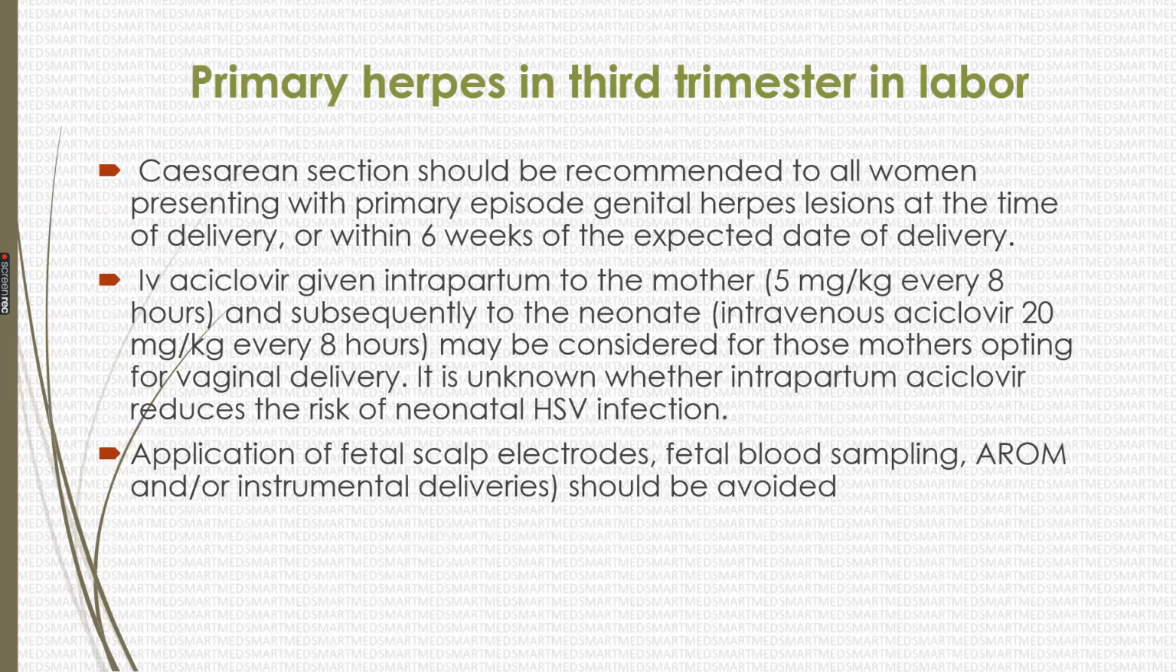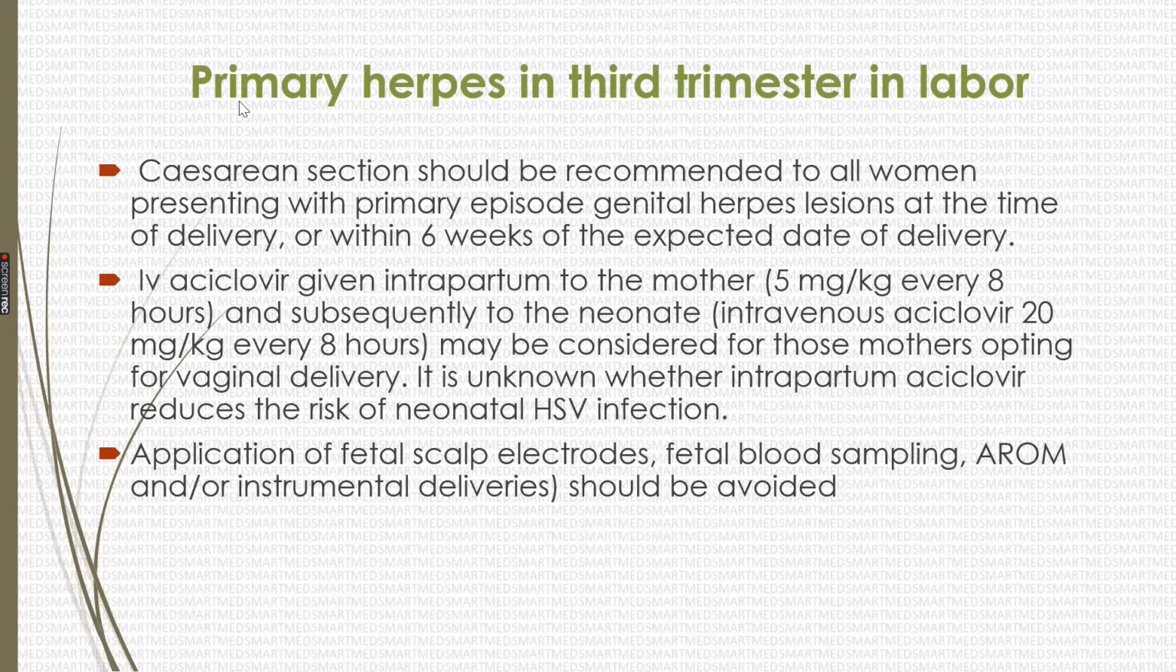Primary herpes in the third trimester, in labor: cesarean section should be recommended for all women presenting with a primary episode of genital herpes lesions at the time of delivery or within 6 weeks of the expected date of delivery.